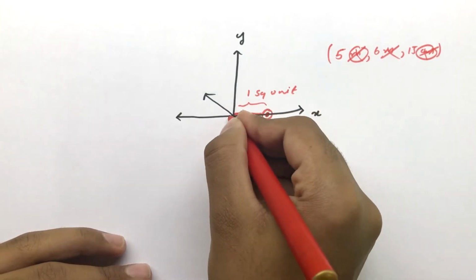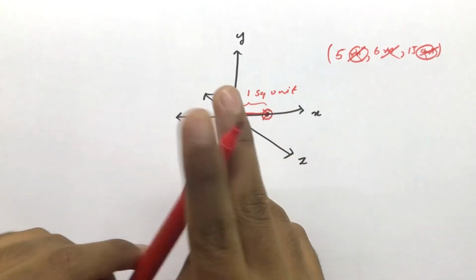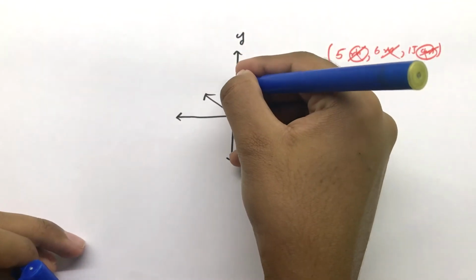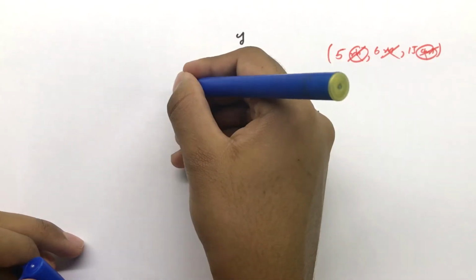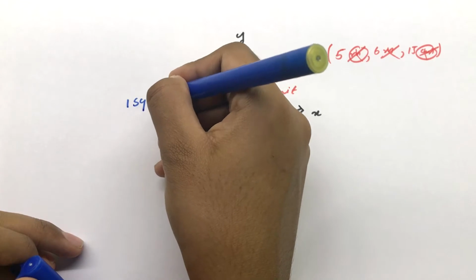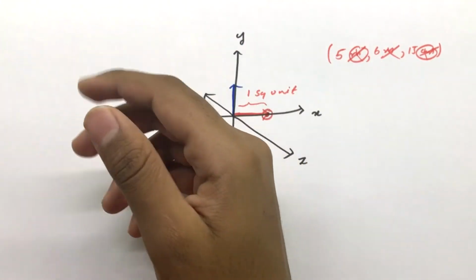Consider this line to be along the x-axis, stopping exactly at this point. Okay, and now I'm going to draw one more line along the y-axis. So this blue line is the line along the y-axis, whose magnitude also happens to be 1 square unit. The magnitude basically means the length of this vector is also 1 again.